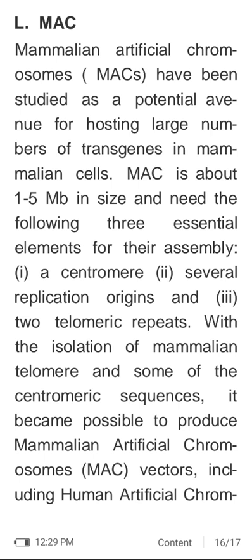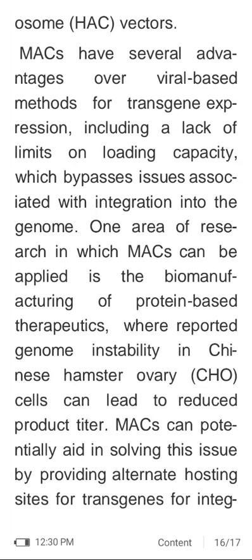Then MAC. Mammalian artificial chromosomes have been studied as a potential avenue for hosting large numbers of transgenes in mammalian cells. MAC is about 1 to 5 MB in size. That means a great amount of size. And this needs the following 3 essential elements for their assembly: a centromere, several replication origins, and 2 telomeric repeats. With the isolation of mammalian telomere and some of the centromeric sequences, it became possible to produce mammalian artificial chromosome vectors, including human artificial chromosome HAC vectors.